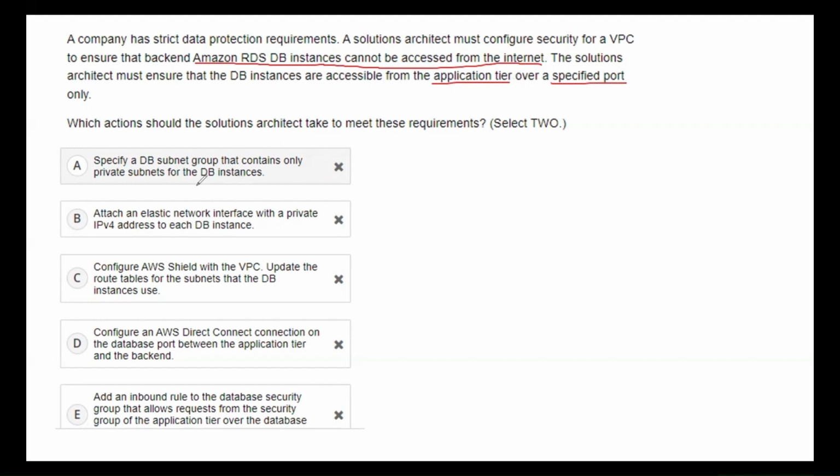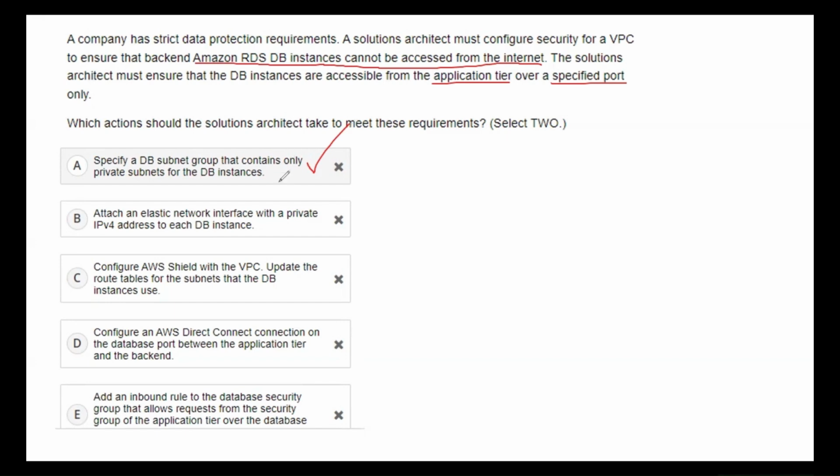Okay, so one is specify a DB subnet group that contains only private subnets for the DB instances. Yes, this answer makes much sense. Why? Because generally, the DB should be accessible by the application server residing in a private subnet. So whenever you are configuring the RDS, we have to specify a subnet group which is pointing to the private subnet.